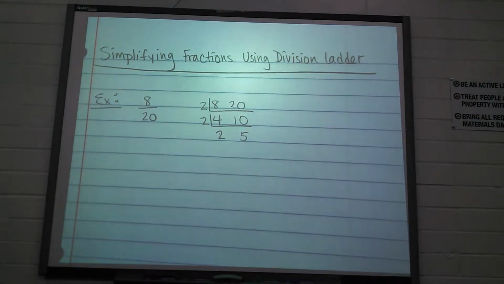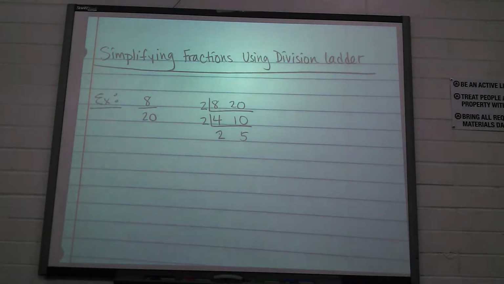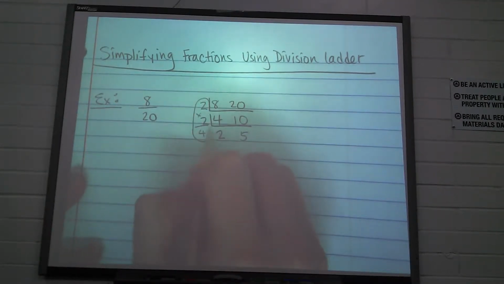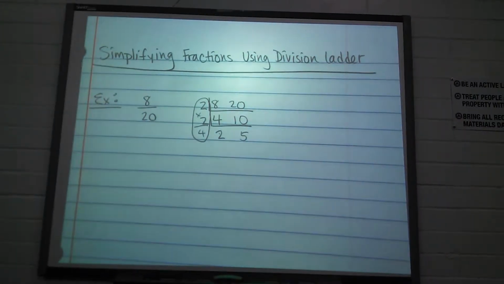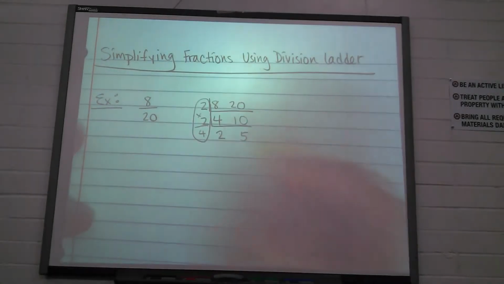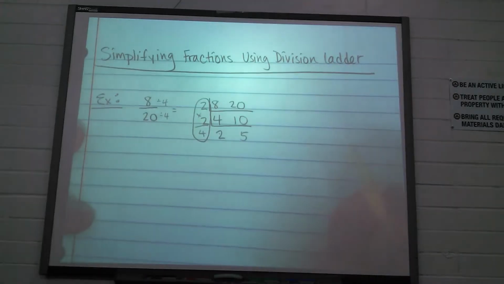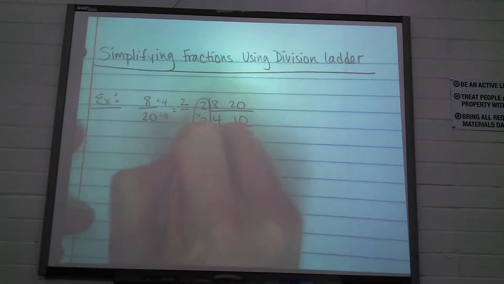Start again. Can 2 go into both of these numbers? No, because they are not both even numbers. Can 3 go into both of these numbers? Well, the answer is no, because you're not going to multiply 3 by anything that's going to give you 2. So we are done. Now, we know that the greatest common factor is 4. So I'm going to divide both of these by 4, and my answer will be 2/5.